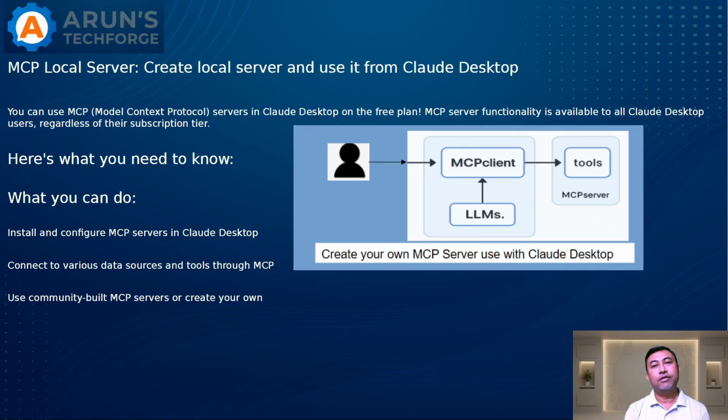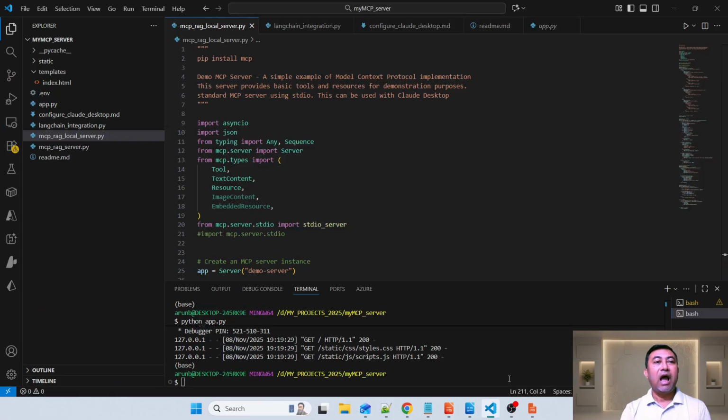So this is how it looks. You create your MCP server, then you register it in Claude Desktop, and then you can use it, okay? I will show you how you can configure and do this. So let us go to Visual Studio, okay? I already have created all the applications.